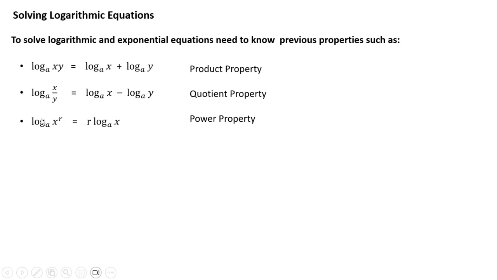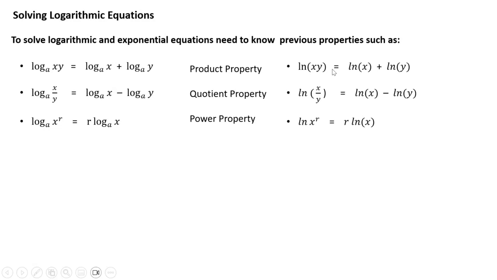And finally, the last one is called the power property. If you notice, on the left, we have log base a of x to the r power. The exponent comes to the front, so it's equal to r log base a of x. This is crucial to know because when we're trying to solve for an exponent, say we have an x in the exponent, we take the log or the ln and bring it to the front. The ln is called the natural log, which is on the right.